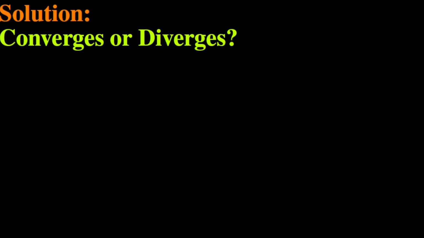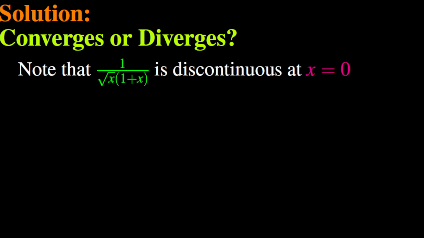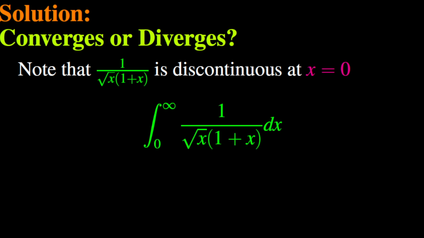We will first investigate the convergence or divergence of this integral. We notice that the denominator will be 0 if x equals 0. So the function is not defined at x equals 0. This means the improper integral is a type 1 and type 2 improper integral. This integral is a type 1 improper integral because one of the endpoints is infinity. It is a type 2 integral because the function 1 over the product square root of x times 1 plus x is discontinuous at 0, and 0 is one of the endpoints. So, this integral should be broken into two integrals.